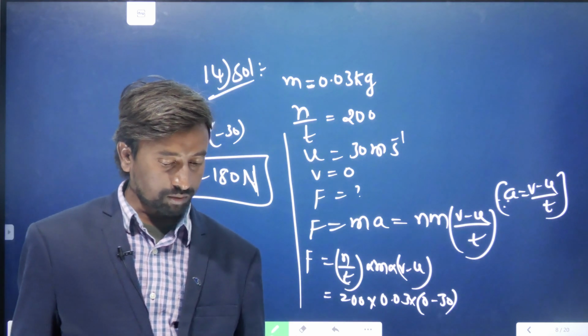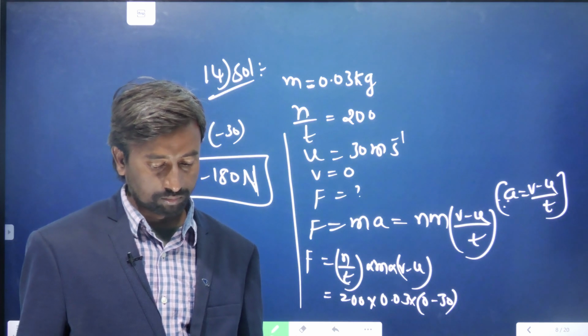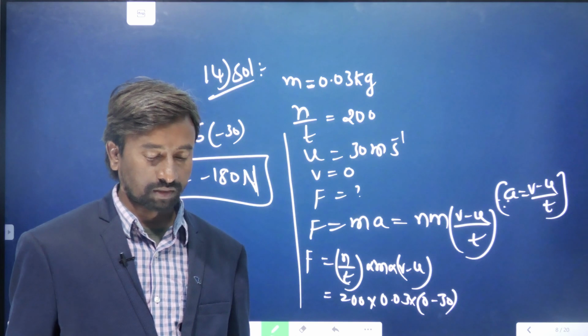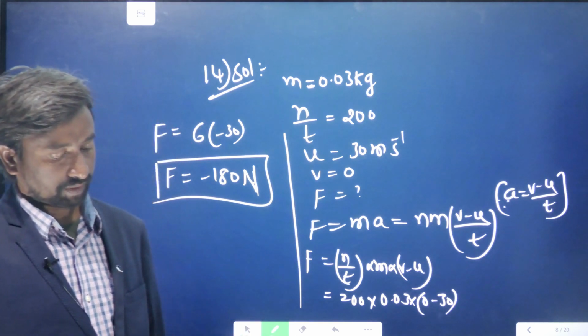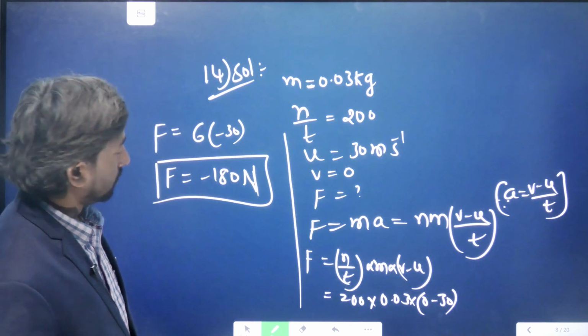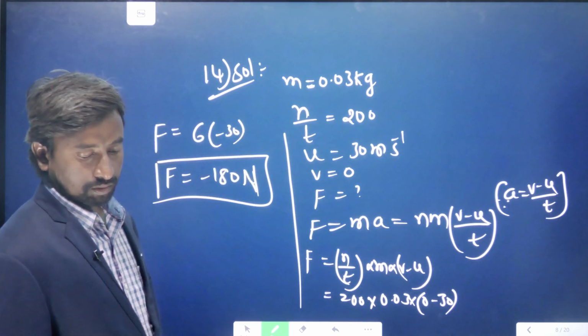So that is how all the problems will be done. Next problem, the velocity is given in vector form. One problem we will do in vector form, the 16th one. The 15th one is the same as this only. The 16th problem.